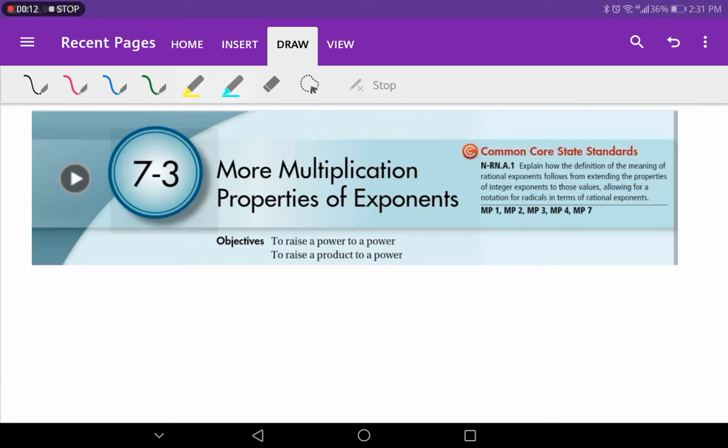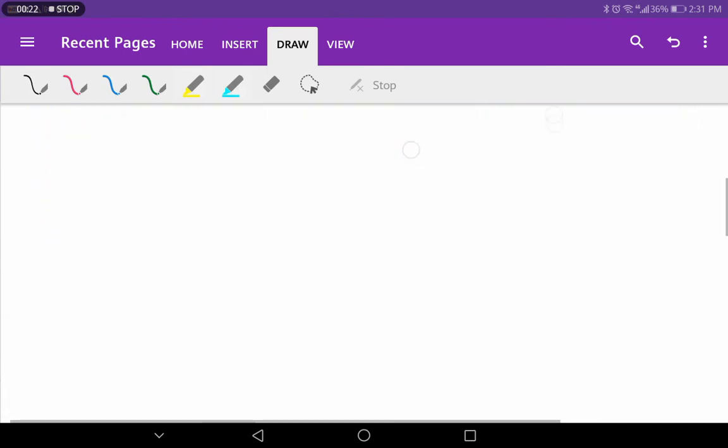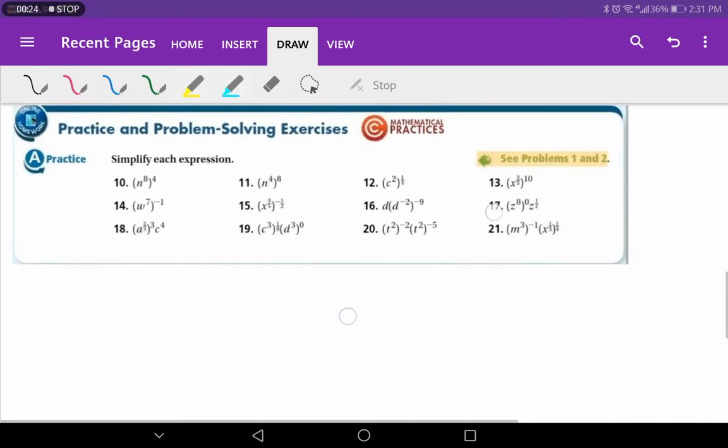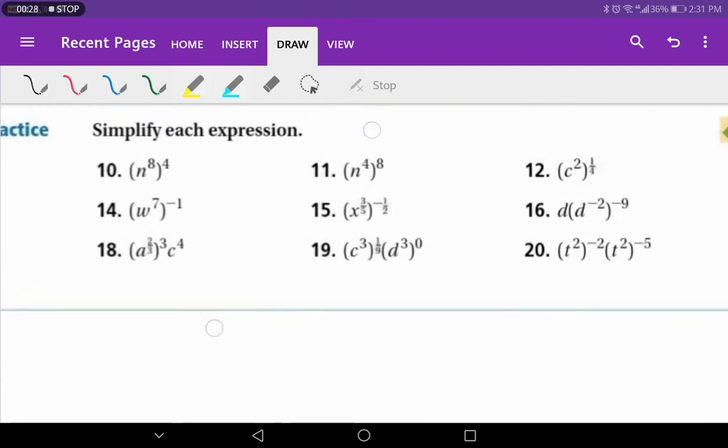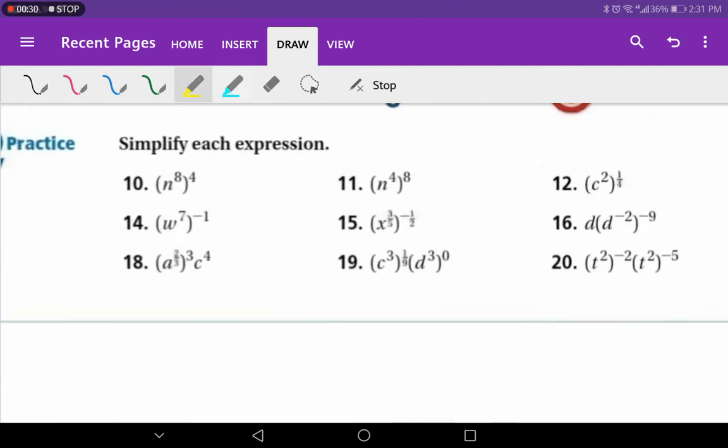Our objective is to raise a power to a power, and to raise a product to a power. Let us start. Okay, we start from here. He asked me to simplify each expression. This is the beginning.